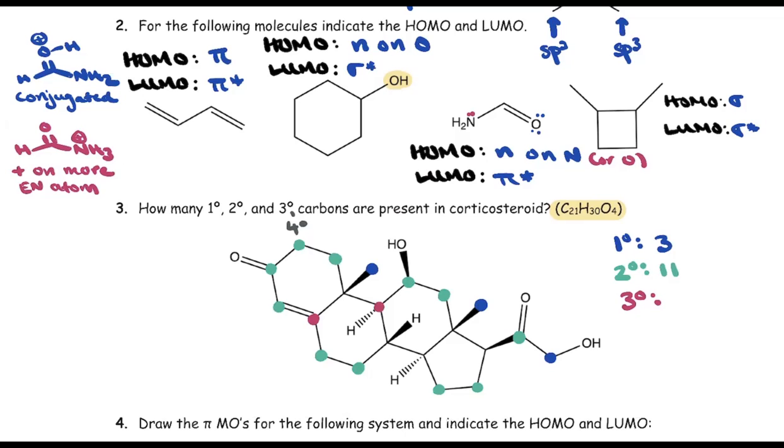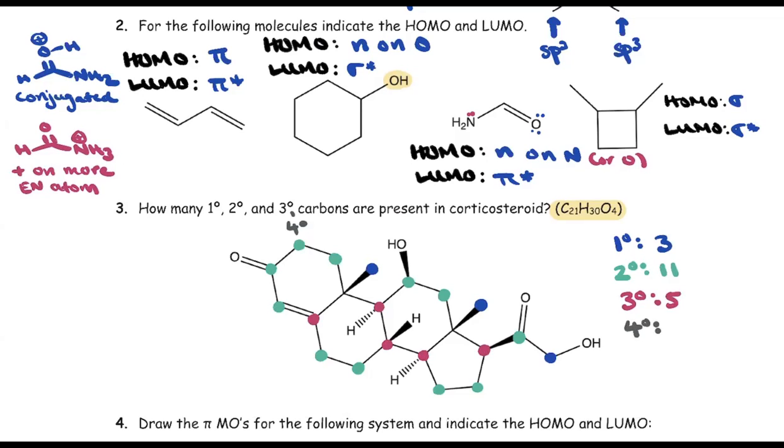We have one over here, one over here, one over here, and one over here. Cool. 1, 2, 3, 4, 5. So if I did my math right, there should be only 2 quaternary carbons, because right now I've accounted for 19.